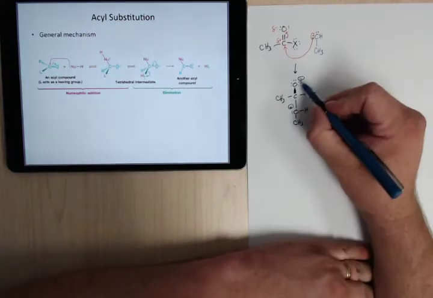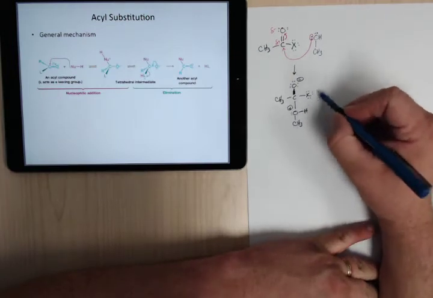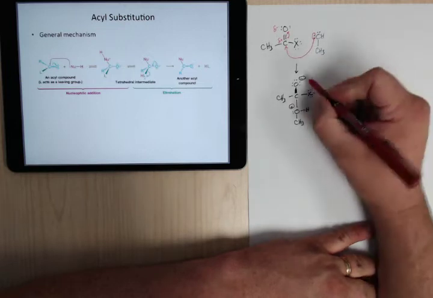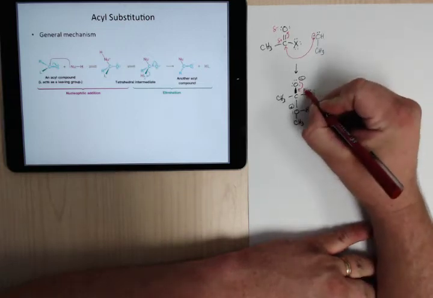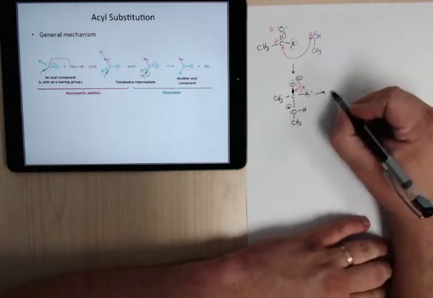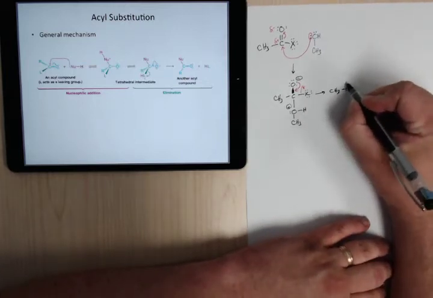Okay, now, what's going to happen is if you have a good leaving group here, this is going to collapse, and that's going to kick away. Because it wants to reestablish the C double bond O. It's a lot more stable.